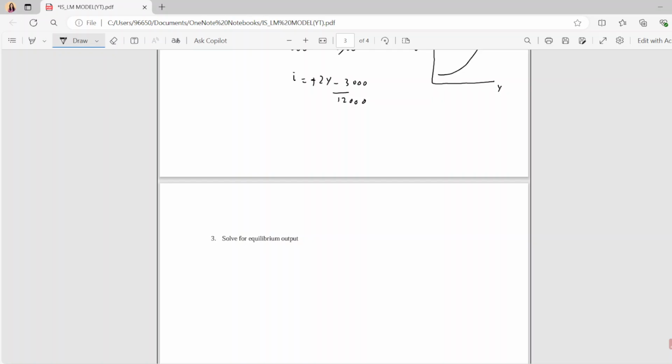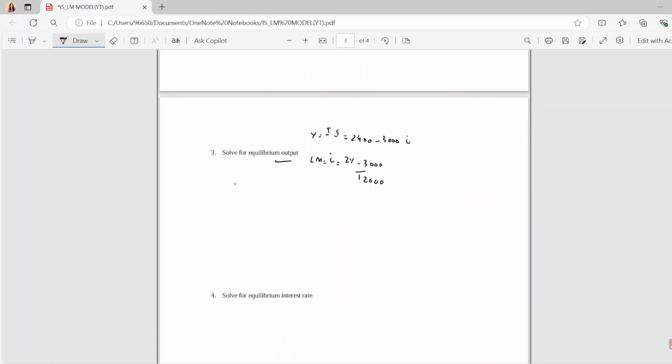Now the third question is we're supposed to find equilibrium output. That would mean looking at the IS relationship, which turns out to be 2400 minus 3000 times I, and from the LM curve we know that I is 2y minus 3000 divided by 12,000. So we can solve for equilibrium output, or y, from here, because now we know what the interest rate is.